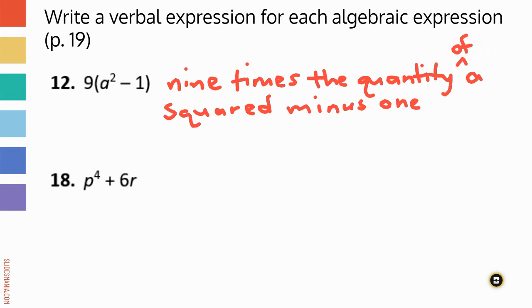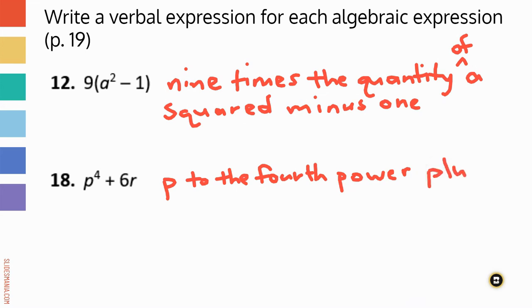And then let's look at number 18. So we have p to the fourth power. And then plus for addition. And then 6 times r. So p to the fourth power plus 6 times r. So we are literally just taking the numbers and letters and operations and putting it into words.